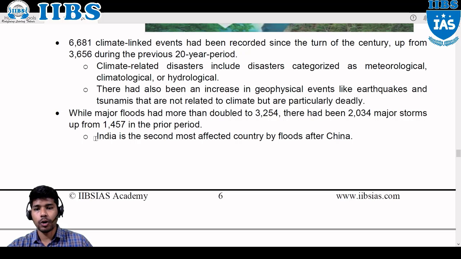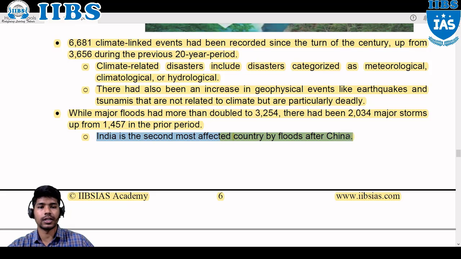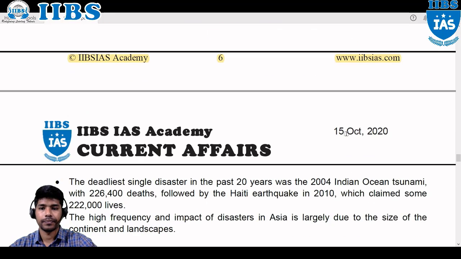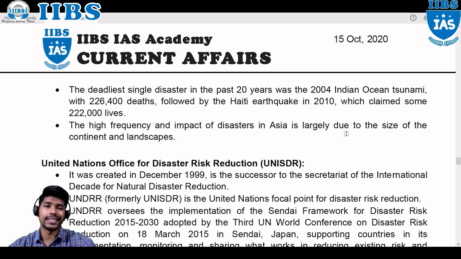And this is an important point. India is the second most affected country by the floods after China. Right? India is the second most affected country because of the floods after China. And the deadliest single disaster was the tsunami, which happened in 2004.